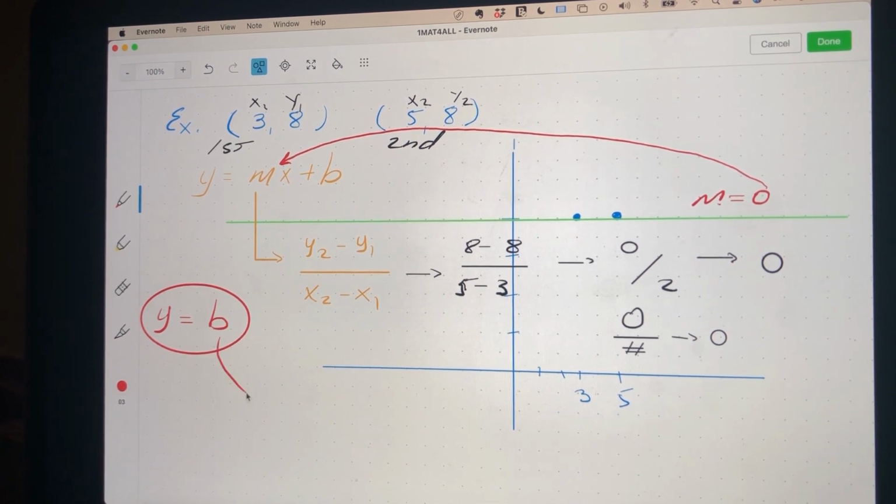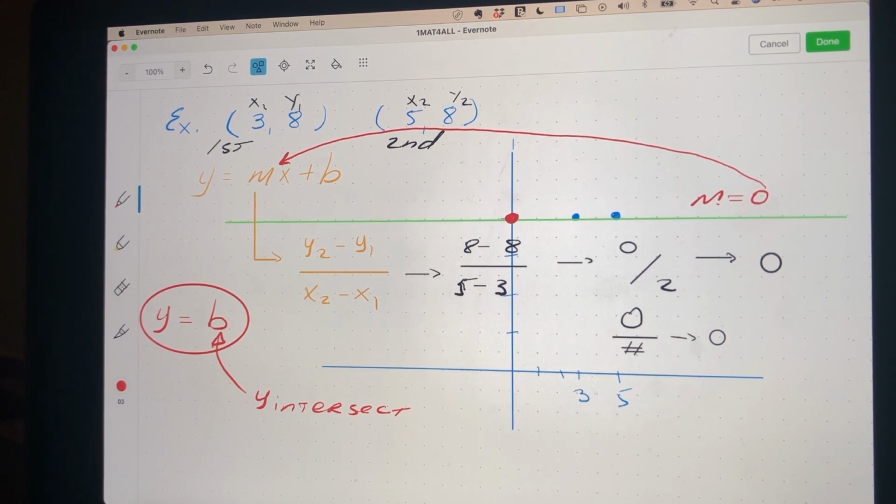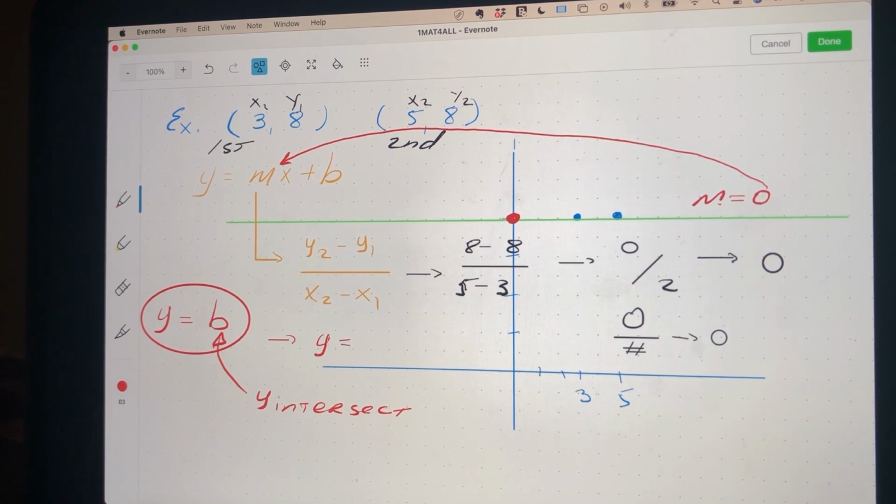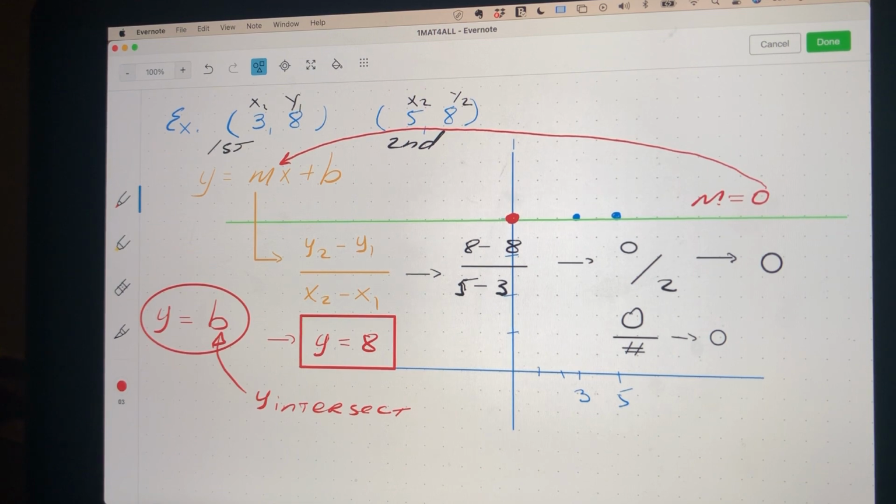What is the b? The b is the y-intercept, which is the place where the line crosses the y-axis, which happens to be 8 because all the points on this line are equal to 8. So our answer would be y equals 8. And this is the final result.